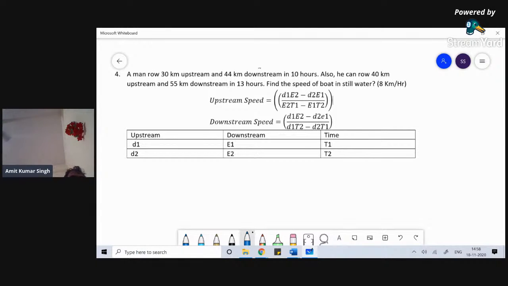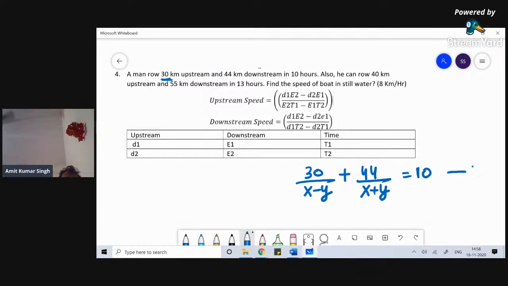If I do this step by step, a man can row 30 kilometers upstream, 30 by x minus y, plus 44 kilometers downstream in 10 hours. This is equation 1.